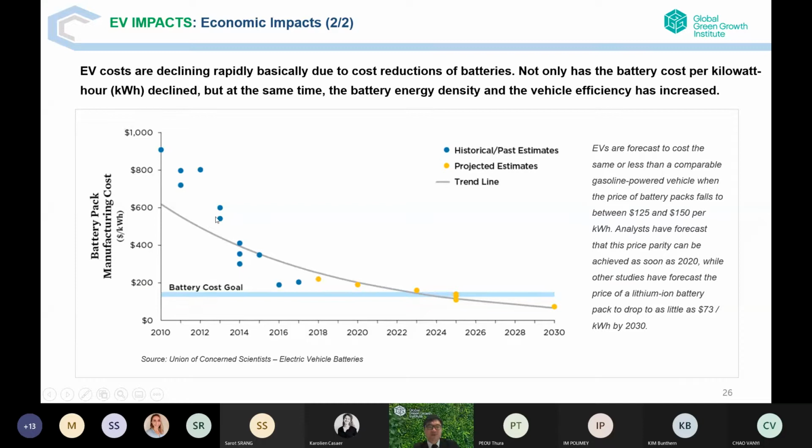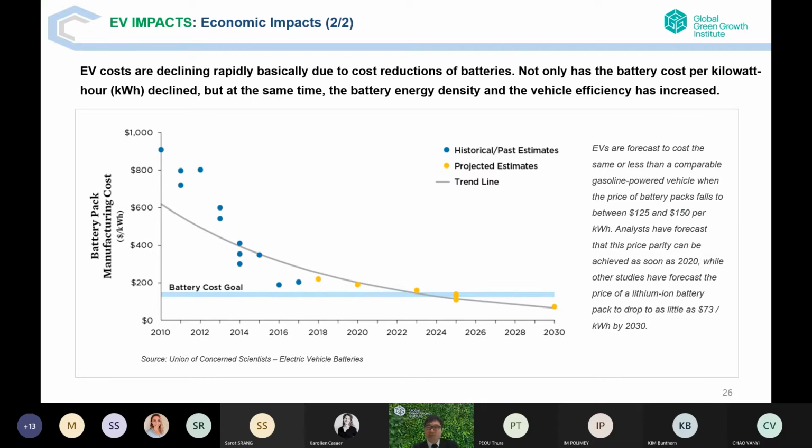EV cost declined rapidly, basically due to the cost reduction of batteries, because the battery is a very big part of electric mobility. Not only has the battery cost per kilowatt hour declined, but at the same time the battery energy density and efficiency have also increased. So there is a big green light for utilizing electric mobility.